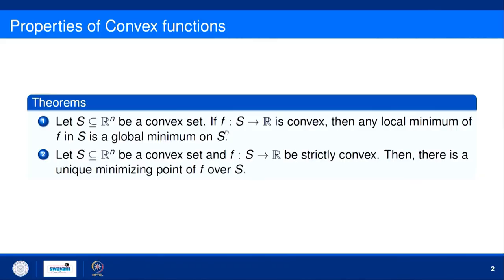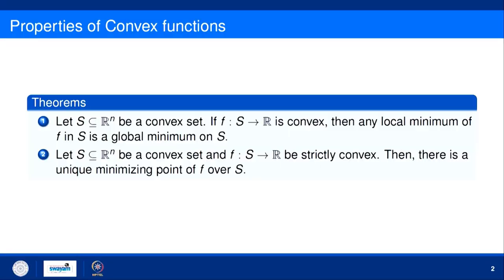So the first most important property of convex functions is that if you have a convex function f from a convex set S to R, then any local minimum of f in S is a global minimum. That means if in a small neighborhood you find a local minimum and you know that the function is convex, then that local minimum is nothing but a global minimum. This is a peculiar property of a convex function. Let us try to see the proof of this theorem.